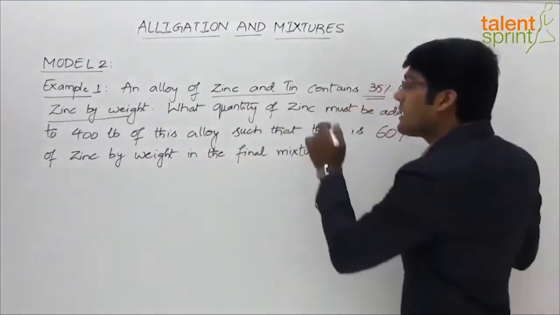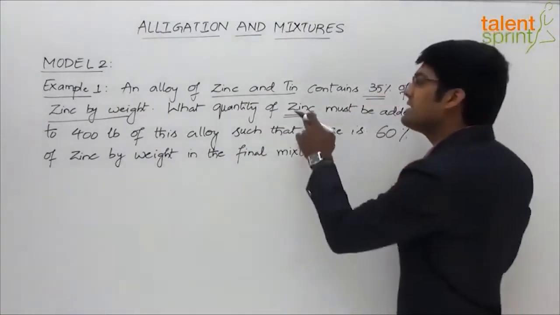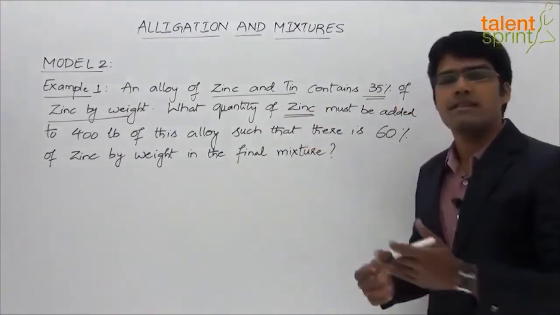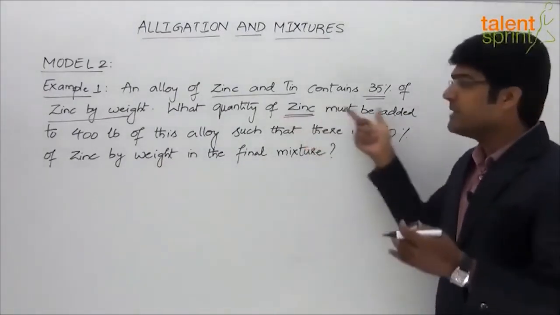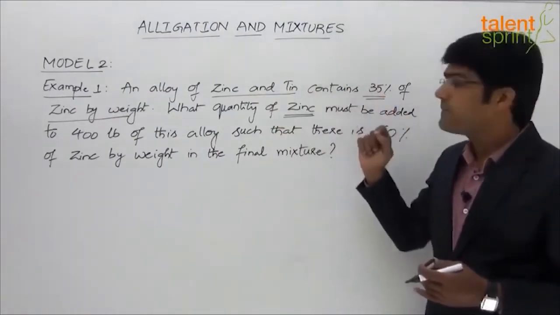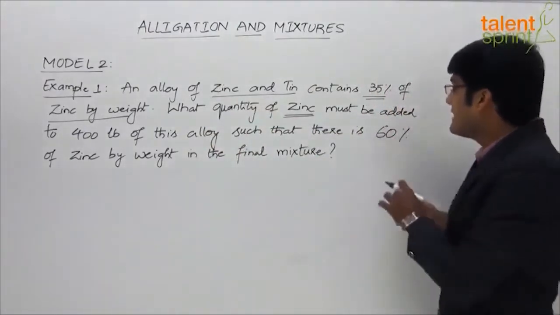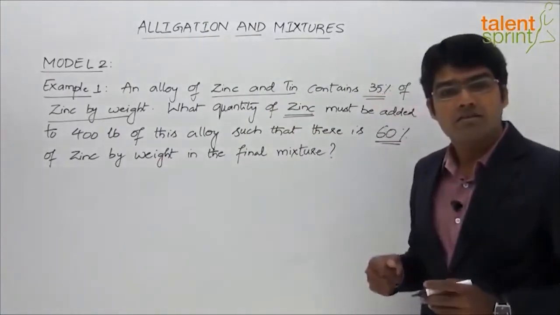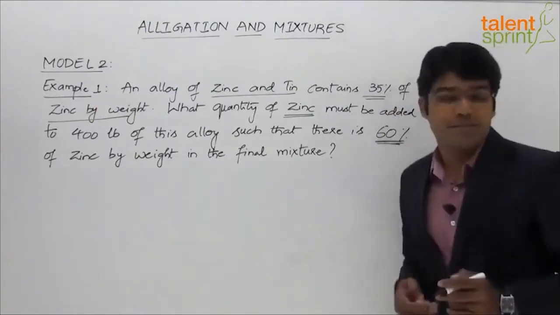So clearly the compound that is being added is only zinc, pure zinc. So we can say the strength of zinc in this particular item is 100% because it is only zinc without any component of tin. So 100% zinc is being mixed with an alloy of zinc and tin which has 35% zinc. So how much of this must be added to 400 pounds of this alloy such that there is 60% zinc by weight in the final mixture? So we get a final mixture of zinc and tin in which the weight of zinc has to be 60%.